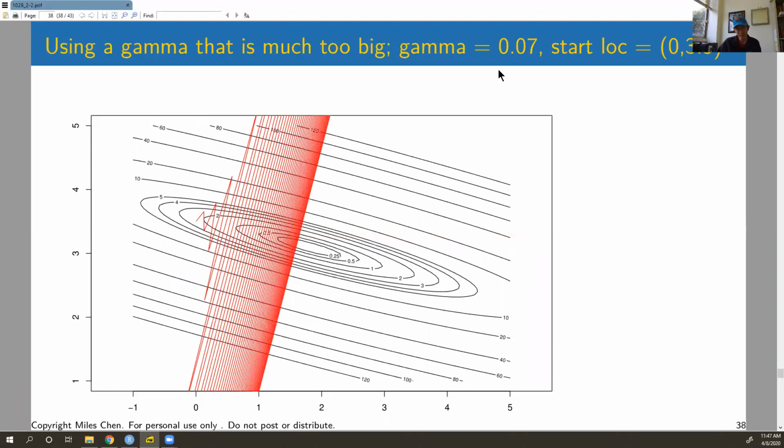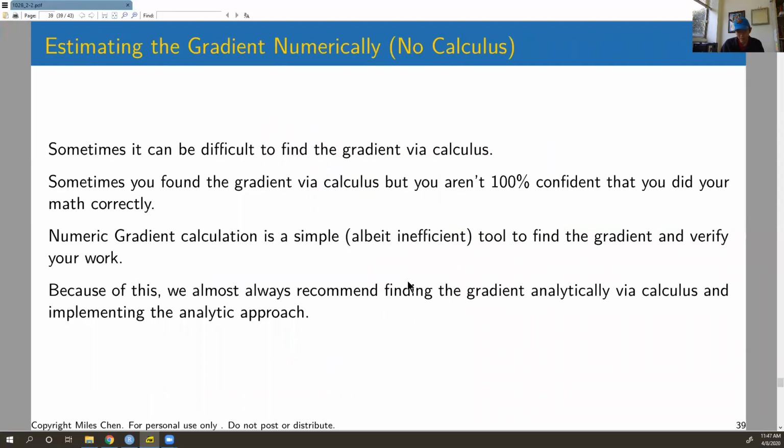Here, gamma is too big and we diverge. Okay, so that's, you don't want that. And again, you don't know. It's hard to know what gamma you should use. So you try things and it's a lot of trial and error.